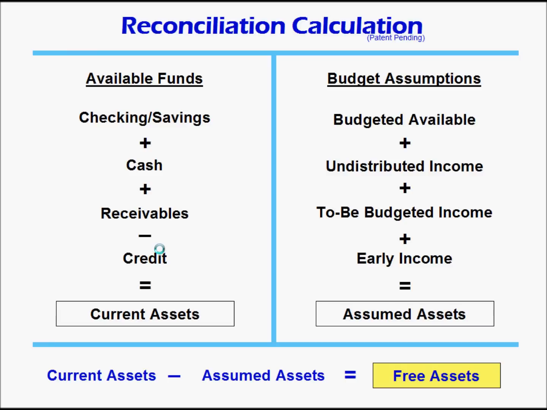For example, you could target $2,000 of free assets, and as long as your budget balances do not become negative, you will always have at least $2,000 in your bank accounts. The ideal level of free assets will differ by individual and depends on your average credit balance and the variability of your expenses and income.